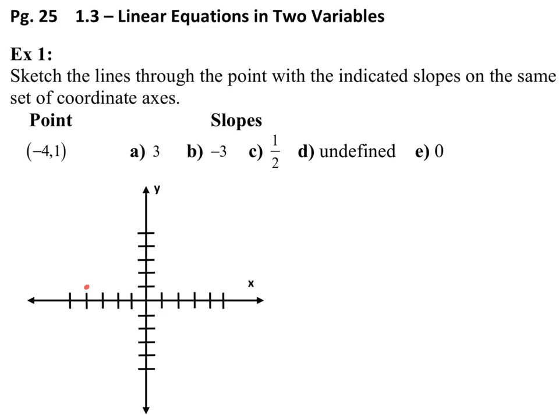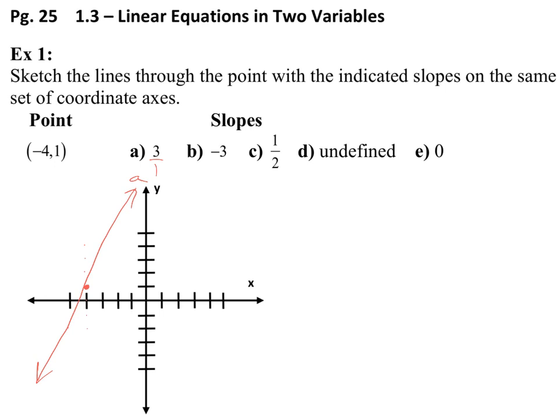So we just start from this point, and for a slope of 3, we have 3 over 1. So I go up 3, and over 1. And you can do the same thing going backwards, down 3, back 1. All right, and there's one line. I don't have a ruler. Okay, we'll call that line A.